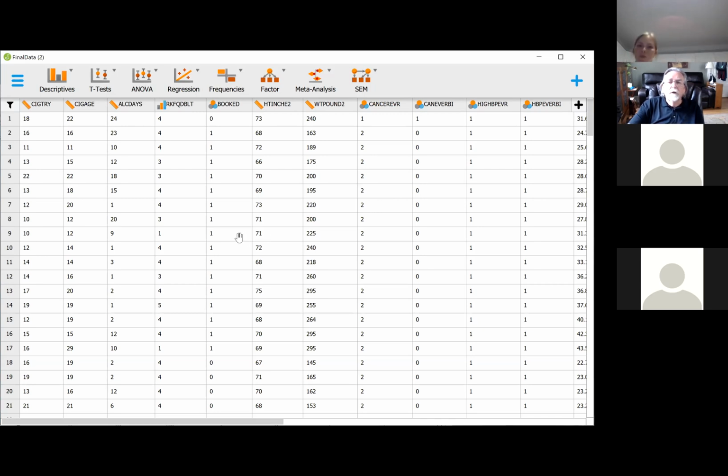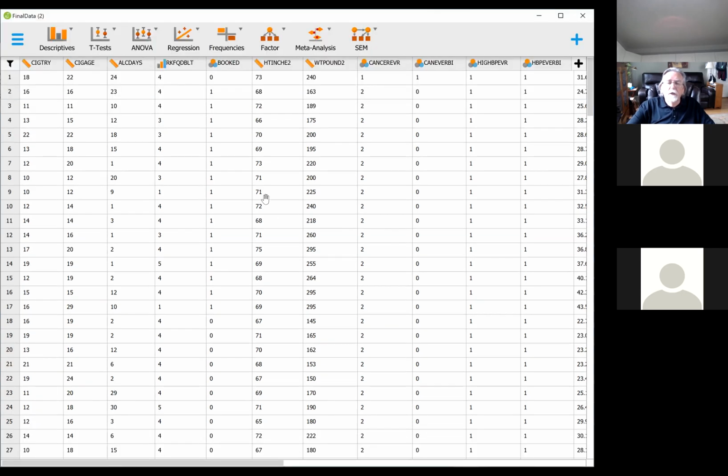Now, this is the JASP file that you'll be using for the final. As I say, I've cleaned it up a little bit and I've made some changes. And so you'll see some things that are a little bit different than what you saw on the example, but you should be able to follow it along pretty well.